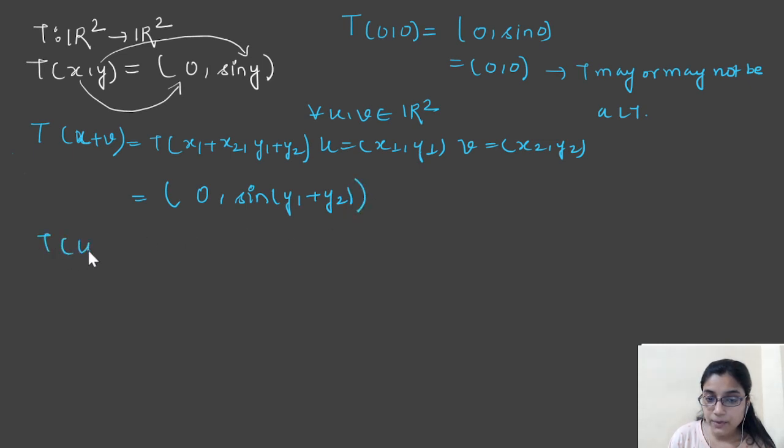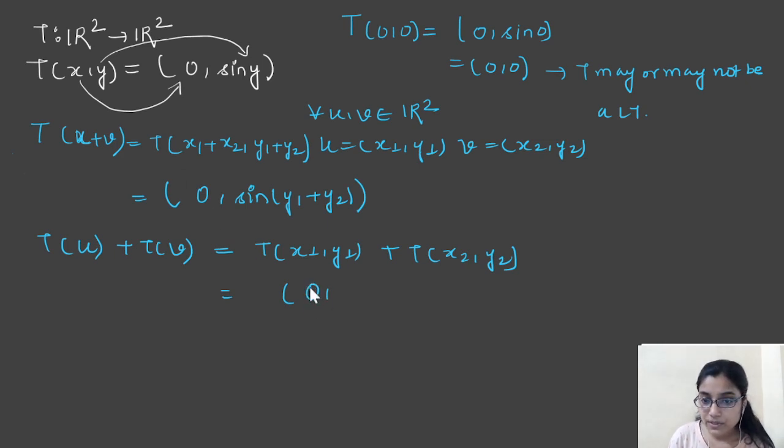Now if we evaluate T of u plus T of v, this is going to be T of (x1, y1) plus T of (x2, y2). So what is it going to be? The first component is being mapped to 0. So we will map it to 0, and this is going to be (0, sine of y1) plus (0, sine of y2). Now you add both the tuples. 0 plus 0 is 0, and this is your sine of y1 plus sine of y2.